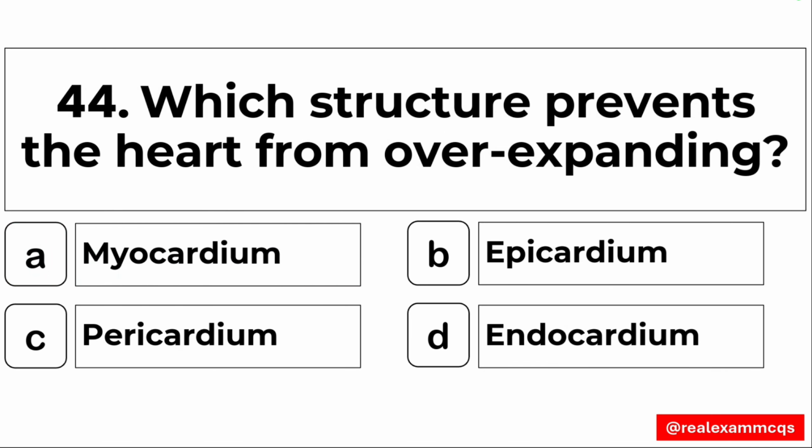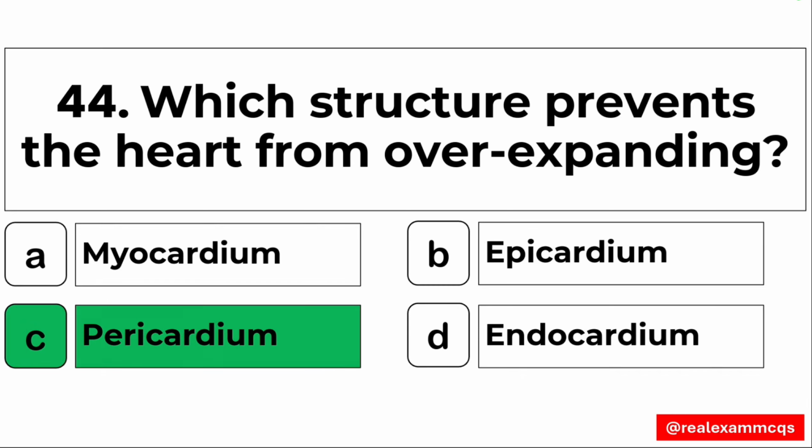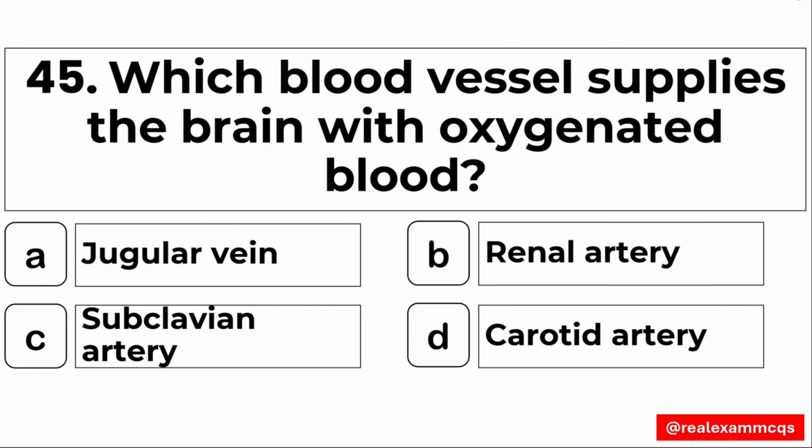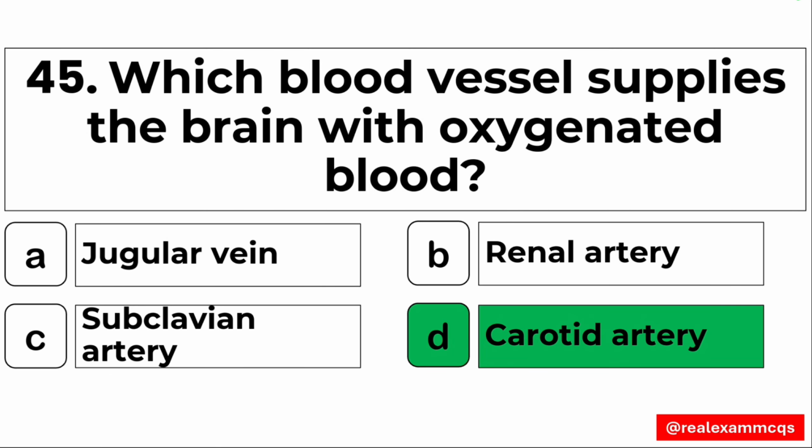44. Which structure prevents the heart from over-expanding? Right answer option C. The pericardium, the outer cover of the heart. 45. Which blood vessel supplies the brain with oxygenated blood? These are called the carotid arteries. Option D is the right answer.